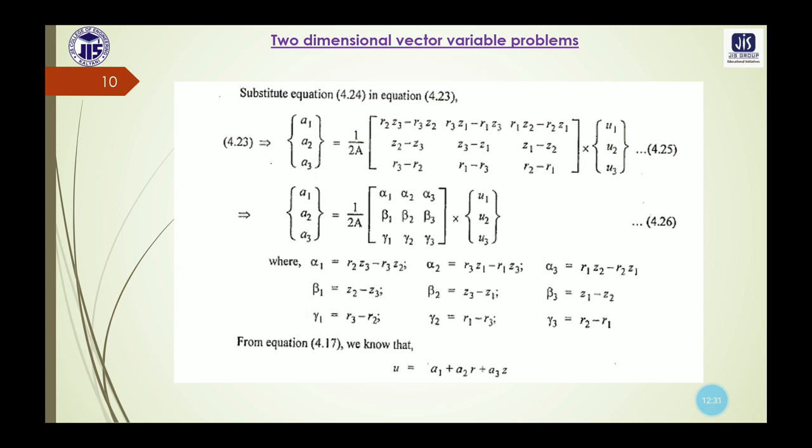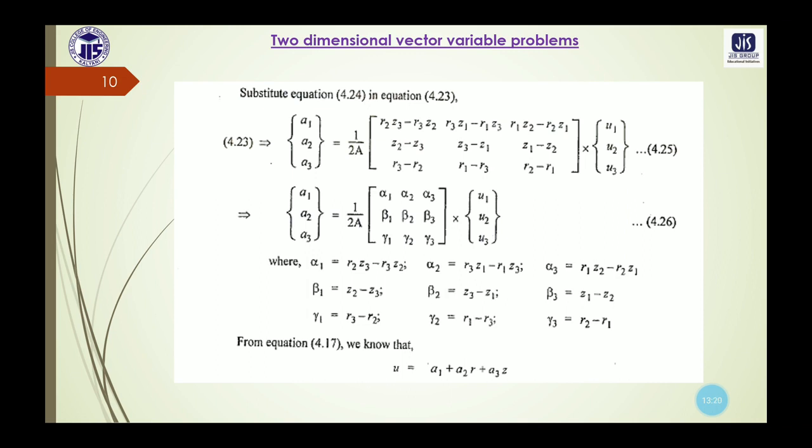Now here you can take some other notations to simplify this equation further. So in equation 4.26, on the left hand side we have the column matrix of A1, A2, A3. This equals 1 by 2A multiplied by a 3 by 3 matrix multiplied by a column matrix of U1, U2, U3. Now in this equation 4.26 we have some variables: alpha 1 is R2Z3 minus R3Z2, alpha 2 is R3Z1 minus R1Z3, and alpha 3 is R1Z2 minus R2Z1.